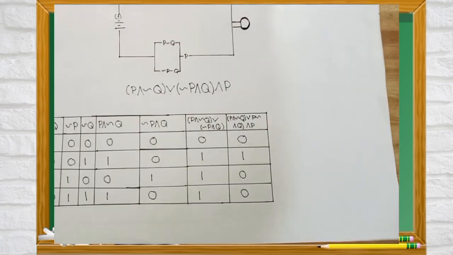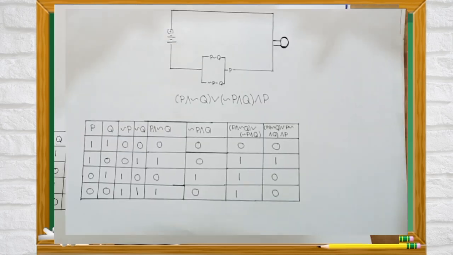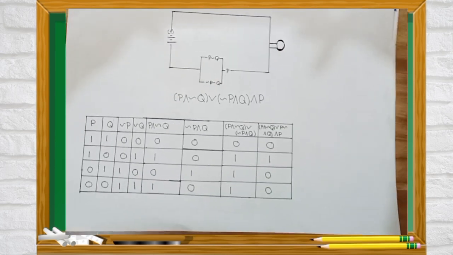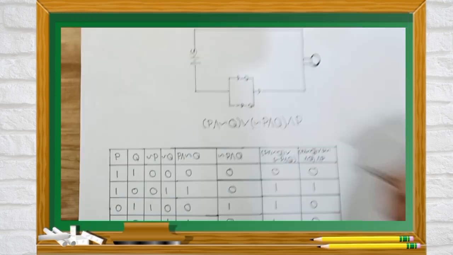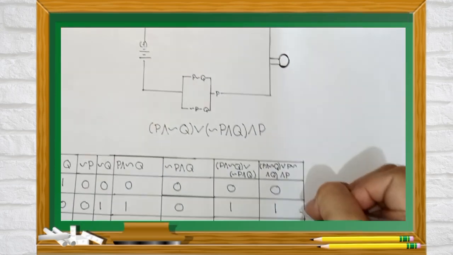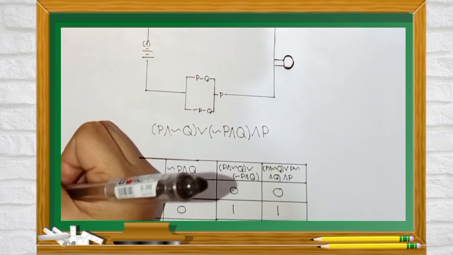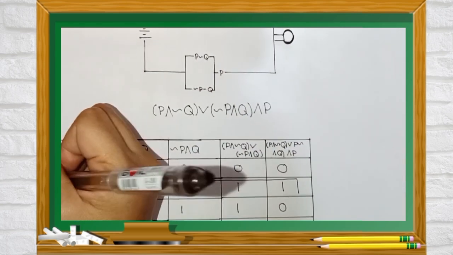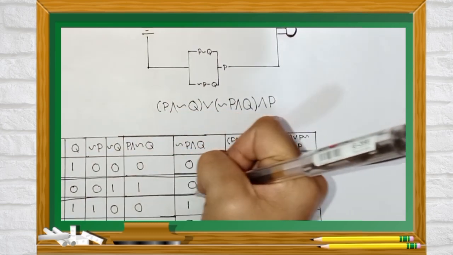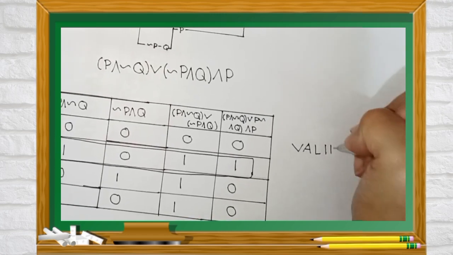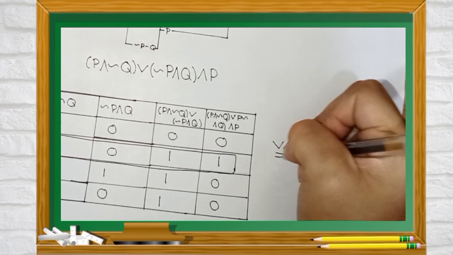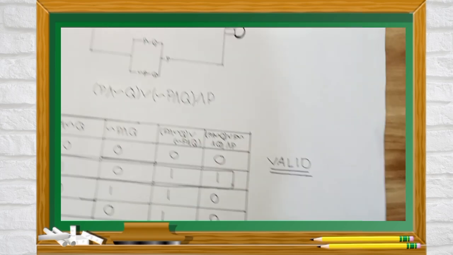We're going to look at our final output. As we observe, we have only one 1, in the second row, and the rest are 0, 0, 0. This is the only case where the output is on: if P is on and Q is off. Otherwise, all cases are off. So this is valid. And now we are done with the circuit diagram using truth tables. So let's proceed to the next topic.